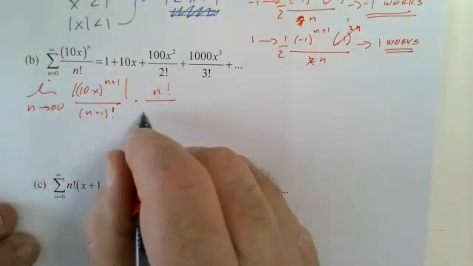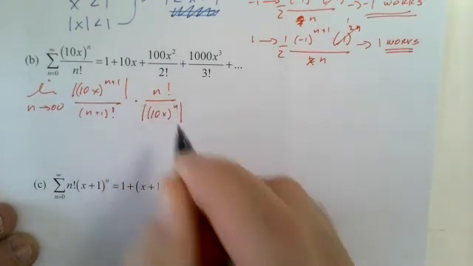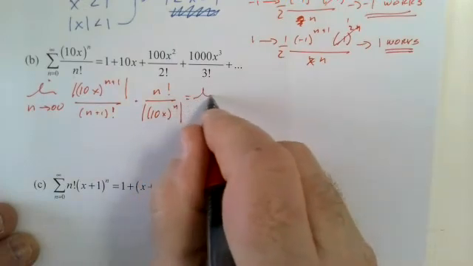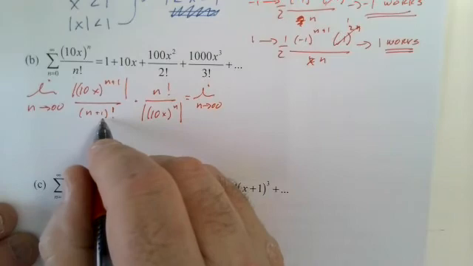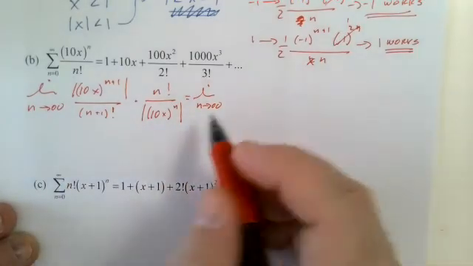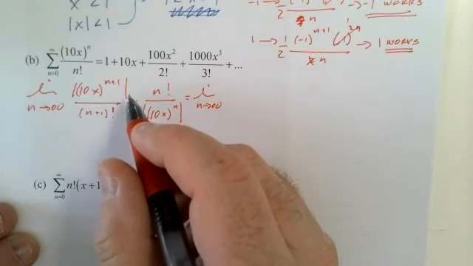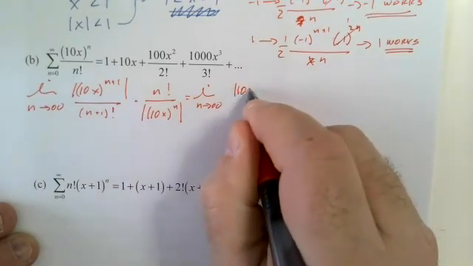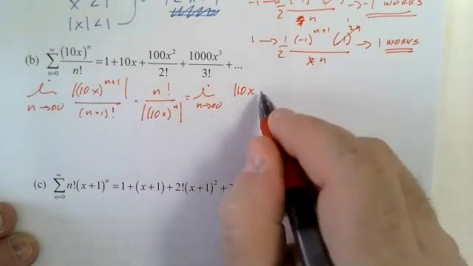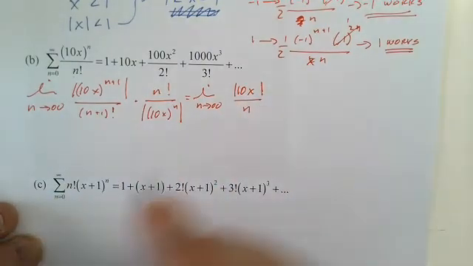n factorial over 10x to the n. Limit as n goes to infinity. You'll have an extra n plus 1 on the bottom, and you'll have a 10x to the first on top. Do I still need my absolute value? Yeah, actually I do. Absolute value of 10x over n plus 1.